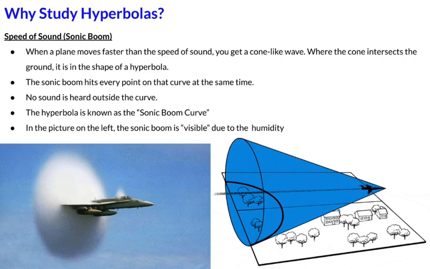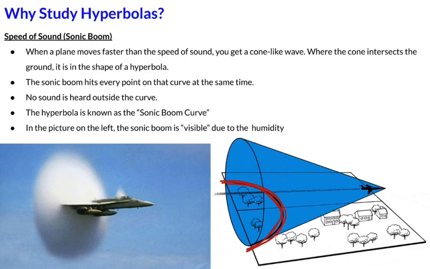All right, where else can we see hyperbolas? The speed of sound. If you've ever heard of a sonic boom, it occurs when a plane starts to move faster than the speed of sound. The plane creates a cone-like wave, which you can see in the picture in the bottom left. When that cone-like wave intersects the ground, it intersects in the shape of a hyperbola. If you see the picture on the bottom right, that right there is our hyperbola. It's when the cone intersects the ground.